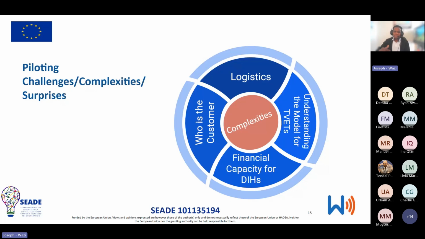Digital innovation hubs are the same as TVETs. We also realize there's quite a difference between digital innovation hubs and the way TVETs consume the product. TVETs are more structured in their delivery of activities. DIHs are quite random. So what you do for DIHs will not necessarily work for TVETs. That was another interesting complexity.